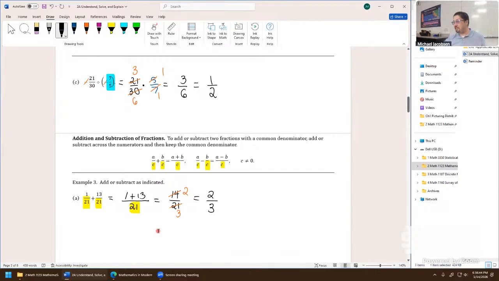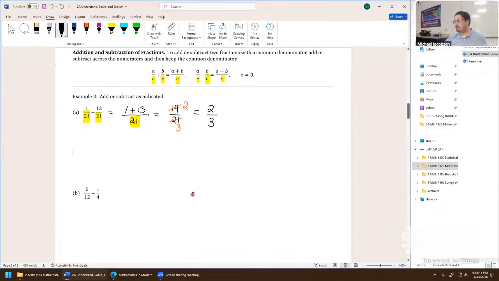Okay, let's try out another then. So again, here's our challenge with this one. We have 5/12 minus 1/4. We cannot proceed as before. We have to, as a very first step, first find the least common denominator.